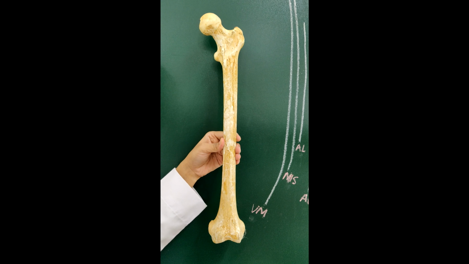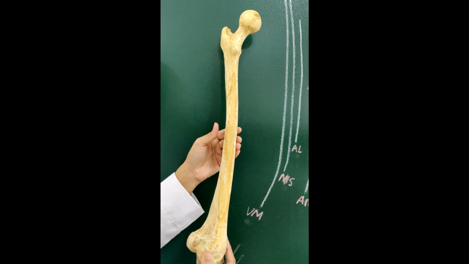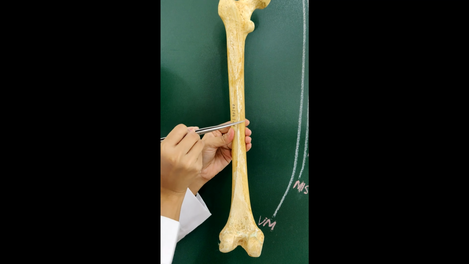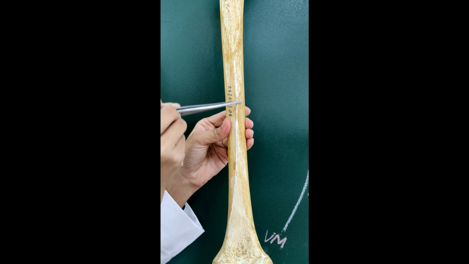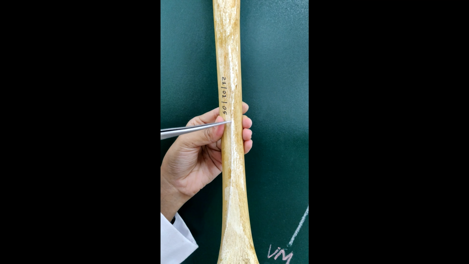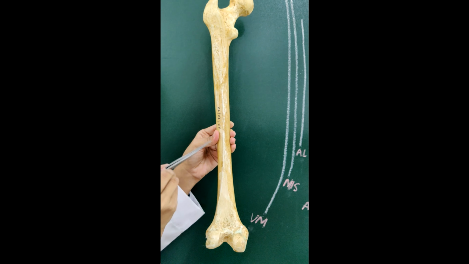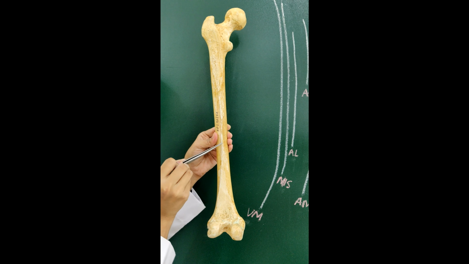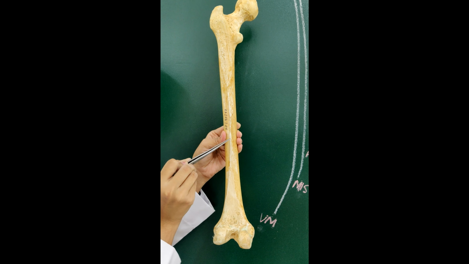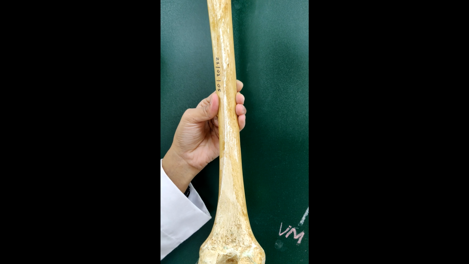Now let us look at linea aspera. It is a prominent vertical ridge on the posterior aspect of the femur, that is the linea aspera. It is formed by fusion of three primitive borders, since all intermuscular septa of the thigh converge to the linea aspera.